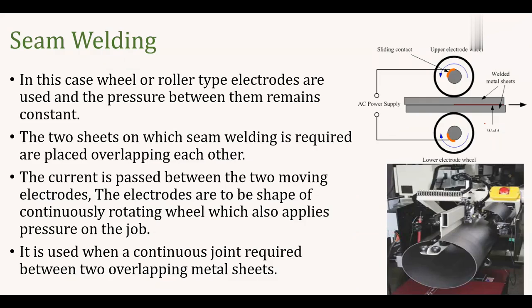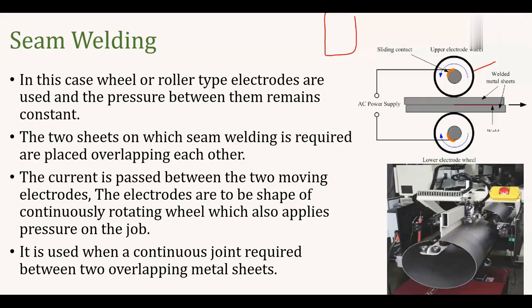And next, coming to seam welding. Seam welding is also the same as spot welding, except that this is highly suitable for welding circular components. In this case, wheel or roller type electrodes are used, whereas in spot welding we use a solid electrode. Here you will use the roller electrode, and the pressure between them remains constant as in spot welding.